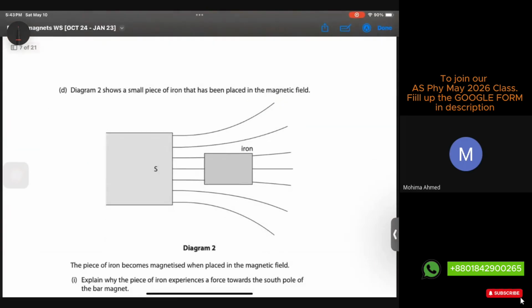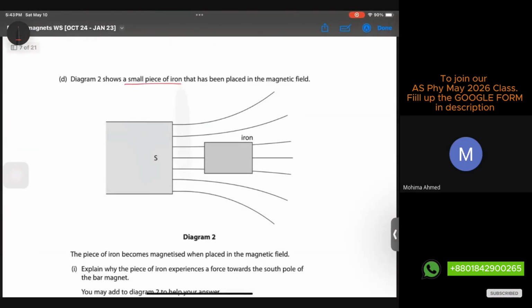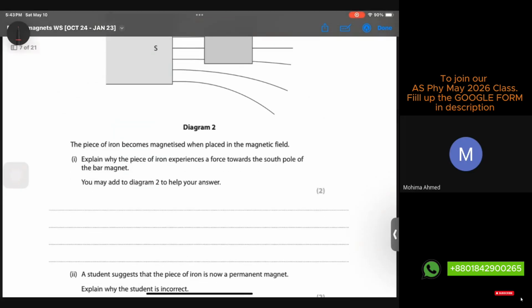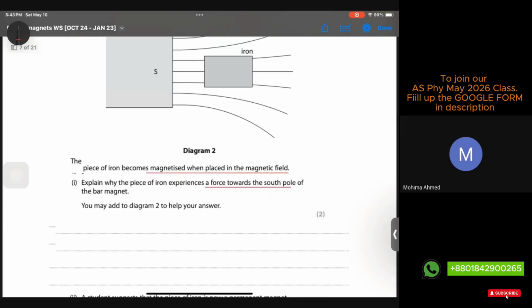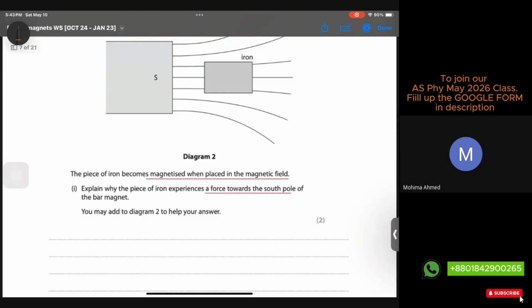If we move on to this section, the diagram shows a small piece of iron that has been placed in the field lines of this magnetic field, and the piece of iron becomes magnetized when placed in a magnetic field. Explain why the piece of iron experiences a force towards the south pole of the bar magnet. You may add to diagram 2 to help you answer. So I can add something to this diagram too.